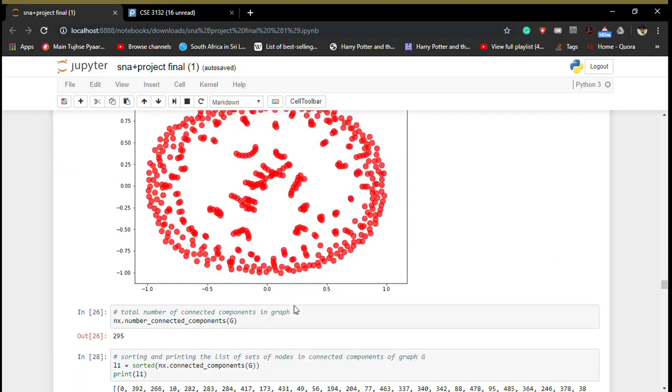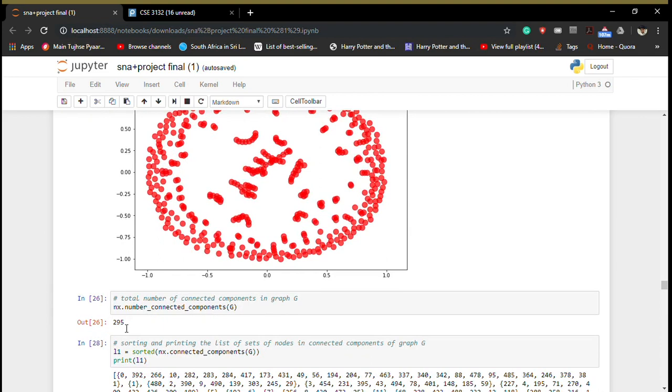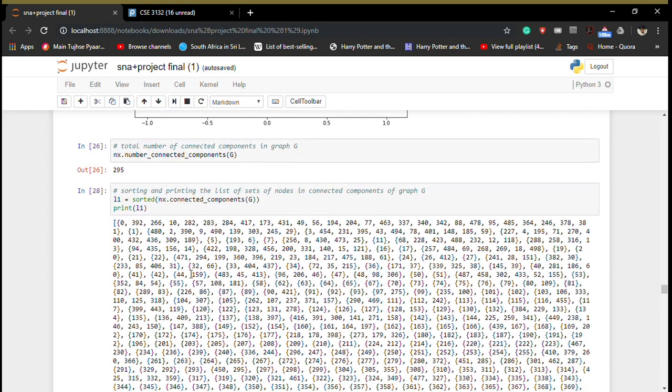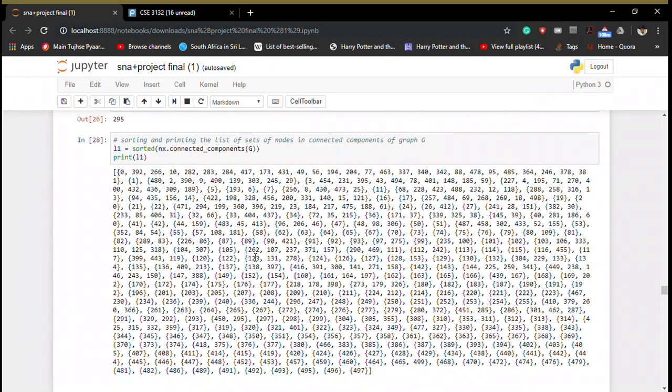Now the next step was to find the number of connected components present. So we got that using the inbuilt function, and the answer was 295. That means that there are 295 connected components present in this random graph. Now storing all these connected components in a list and printing them, we get this. So this is nothing but a list of sets of connected components.